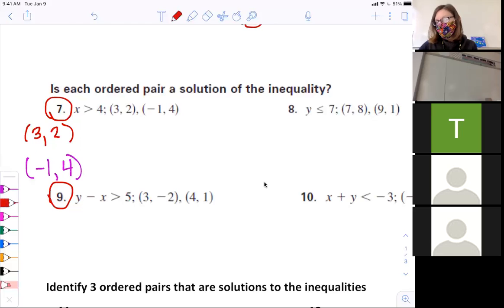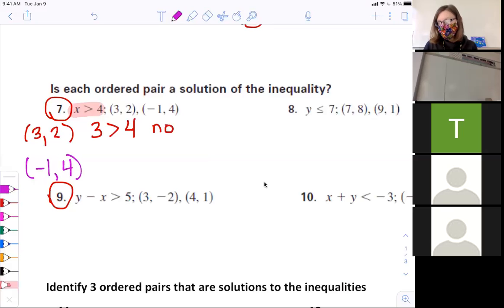So my inequality is x is greater than 4. Well, the first x is 3, and we're just plugging in 3. Is 3 greater than 4? No. So that's all I have to do for that first part with that ordered pair.